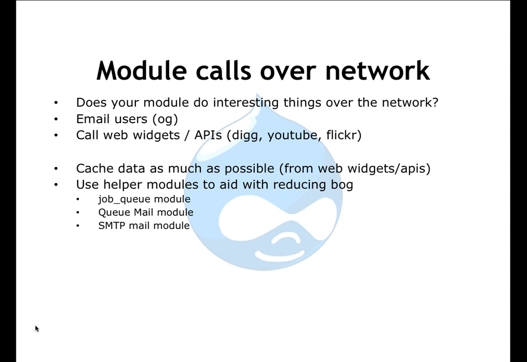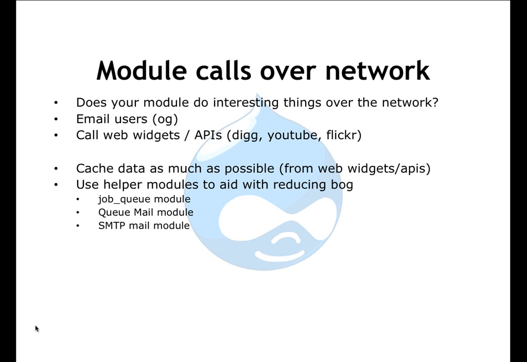On the other side, you might have modules that call web widgets or APIs. If it's calling Digg or YouTube or Flickr, someone had made a module that called on Flickr to get all of the images and collections for a user, and he didn't cache any of that data. It took over 20 seconds to render that one page each time. So you want to cache your data as much as possible, and this is for the web widgets and APIs.